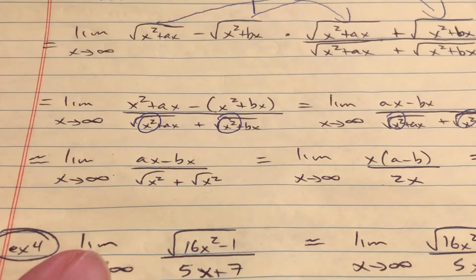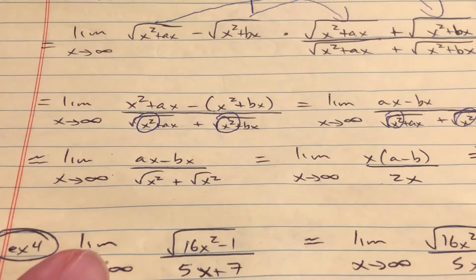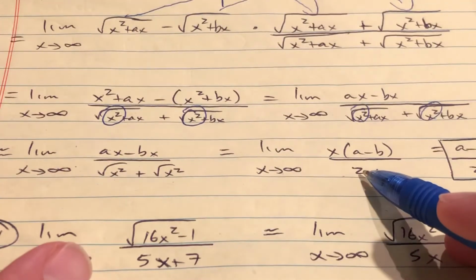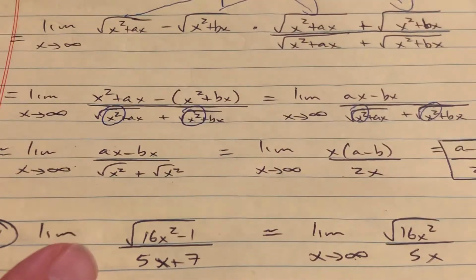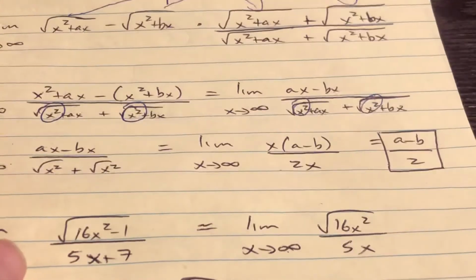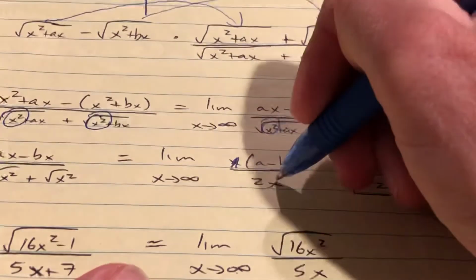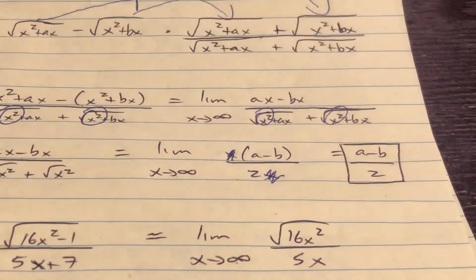All right? Well, the square root of x squared is x. x plus x is 2x. I factored out the x that's attached to both a and a negative b. And look what happens. The x's cancel. a minus b over 2.